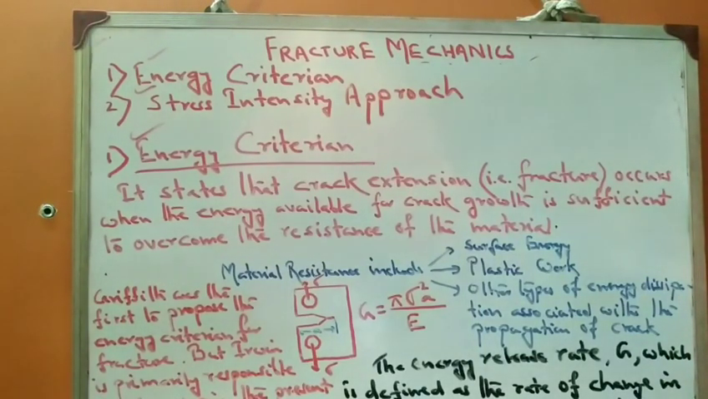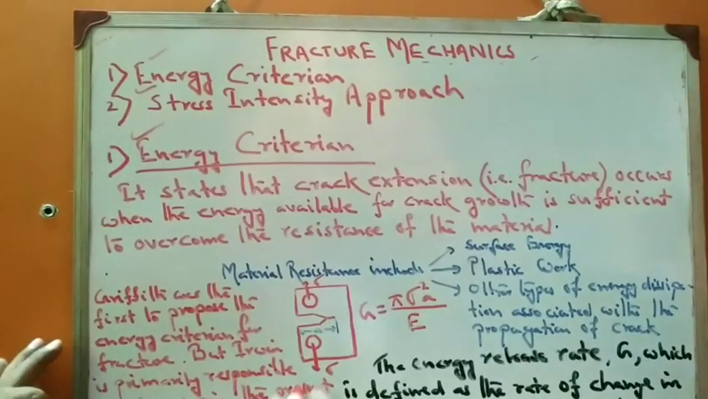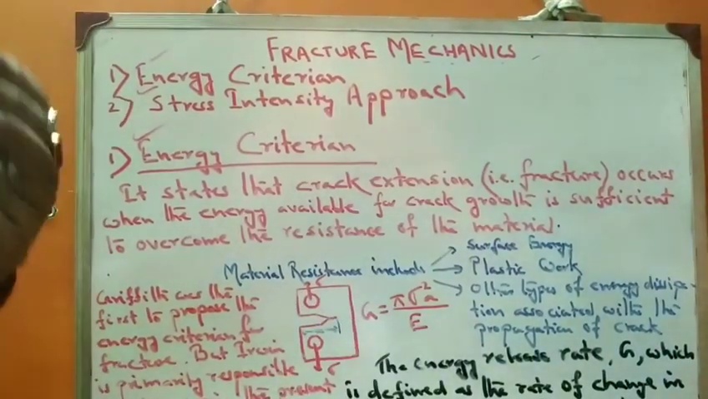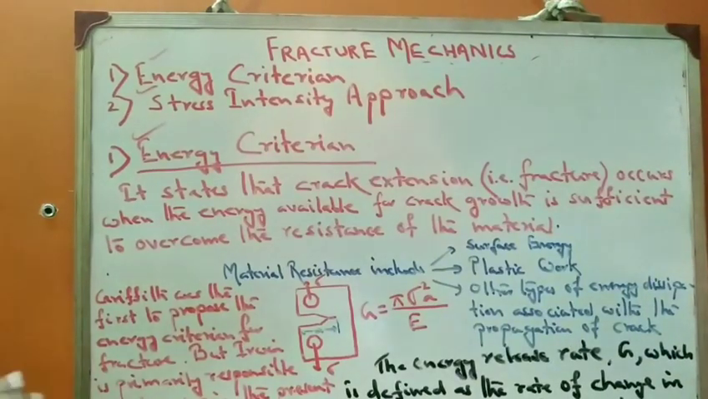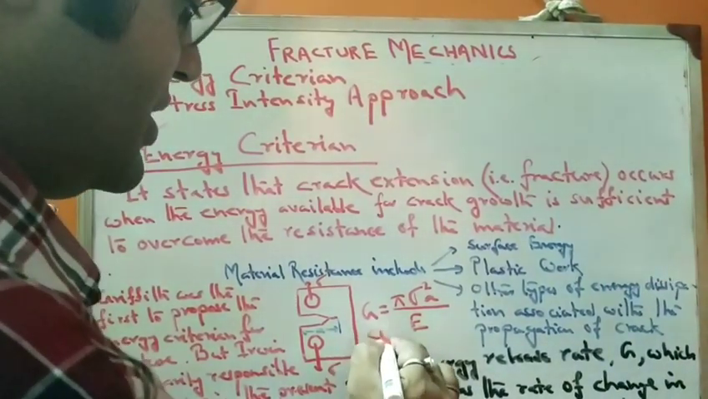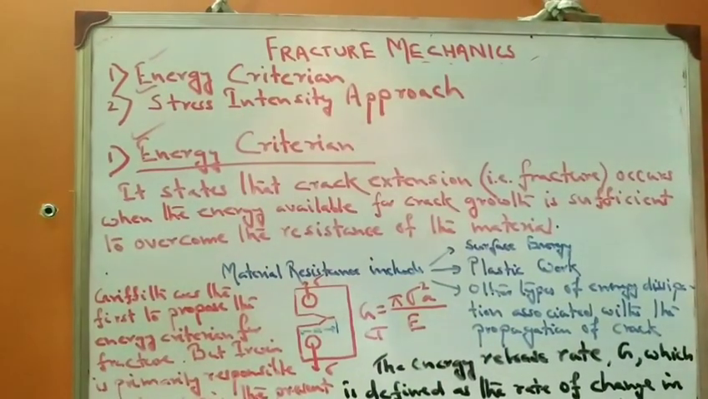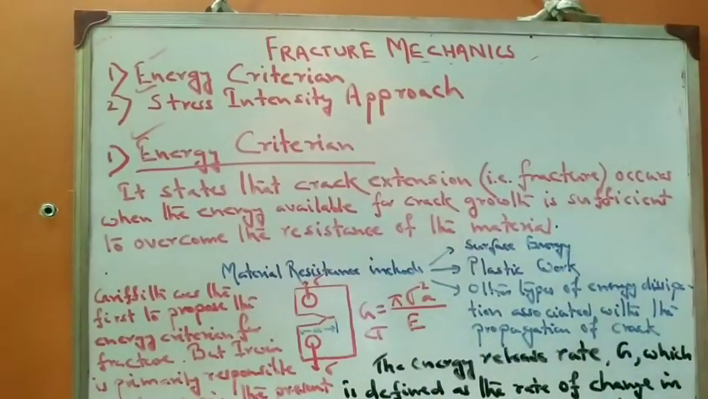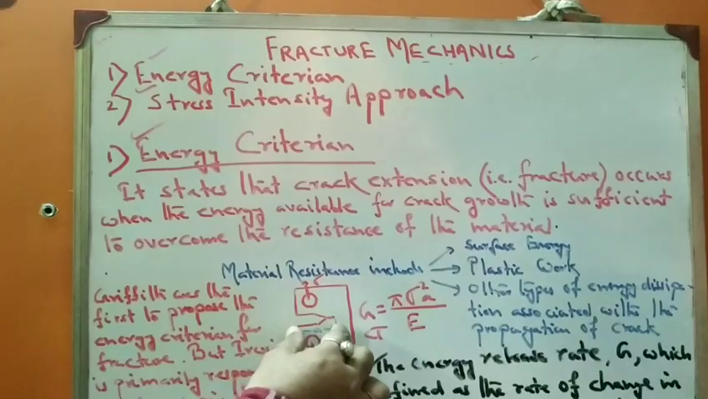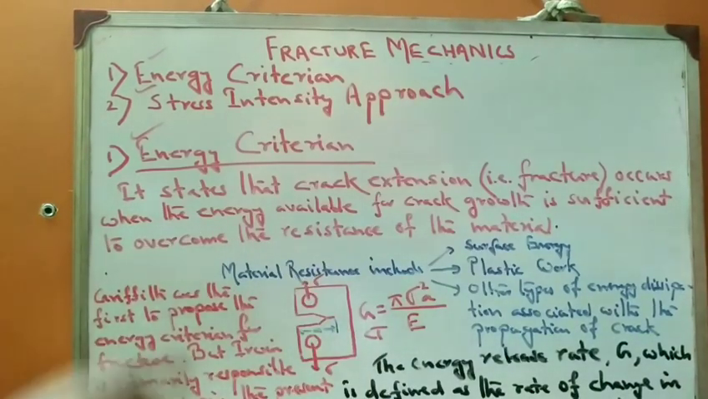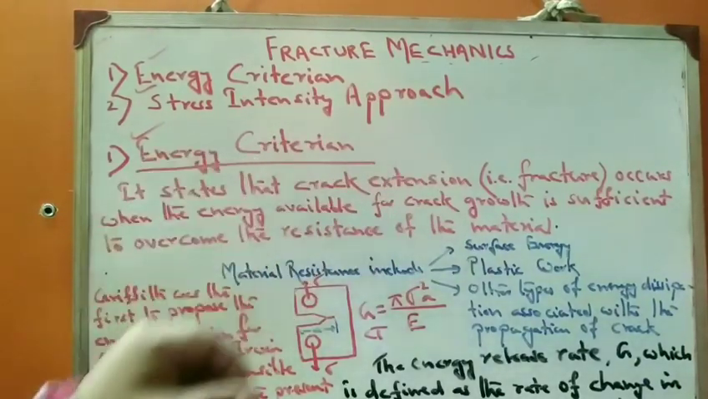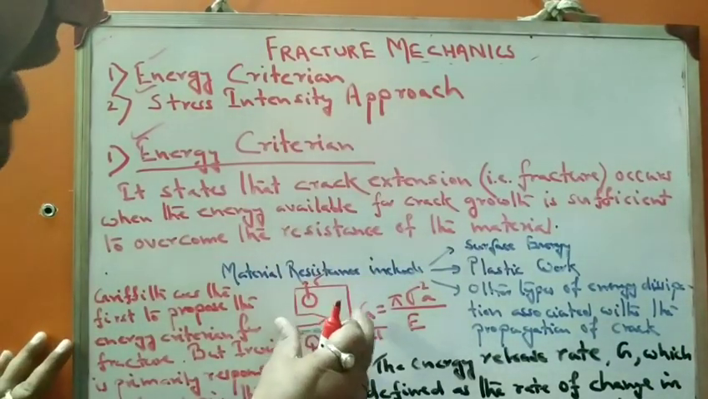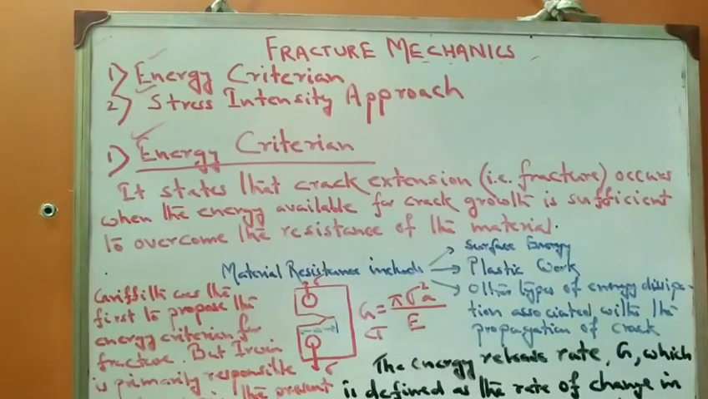What does it basically mean? Suppose this is a specimen. In fracture mechanics this is called a CT specimen. The full form of CT is compact tension specimen. In the CT specimen there is a notch and a predetermined crack. This is the stress sigma and this is the crack length a. The crack extension means the crack will grow from a to a dash.